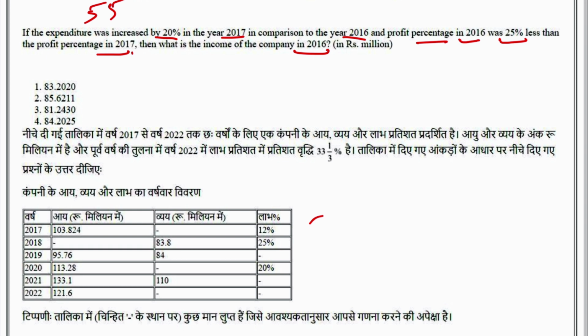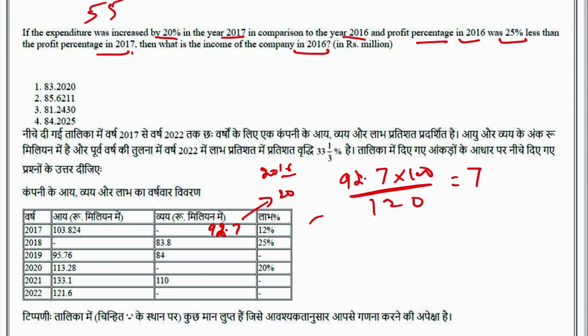So expenditure increased by 20% in 2017. So let's say the expenditure in 2017 is 92.7. So this was 20% extra to the expenditure in 2016. So 92.7 into 100 divided by 120, you will get the expenditure 77.25 in 2016.